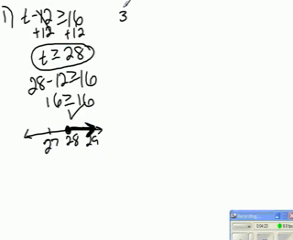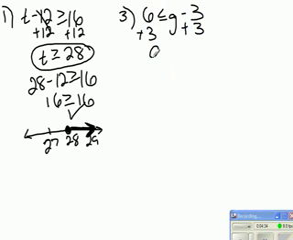All right, let's do number 3. Number 3, 6 is less than or equal to g minus 3. Same thing, if this was an equation, I would want to add 3, so I do the same thing. I'm going to get 9 is less than or equal to g. We don't want it that way. We want to rearrange it so the variable is on the left.